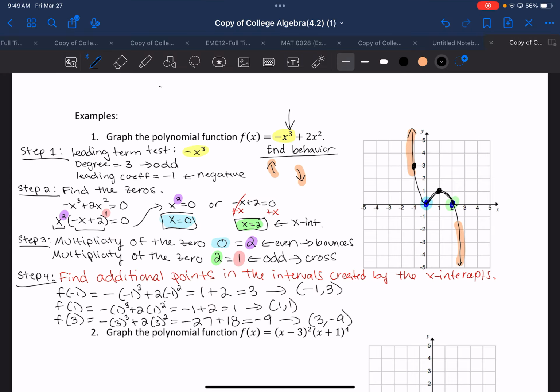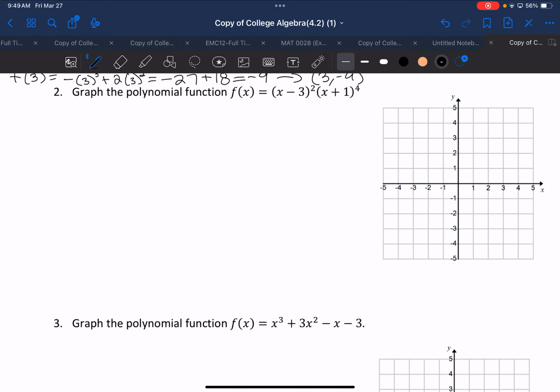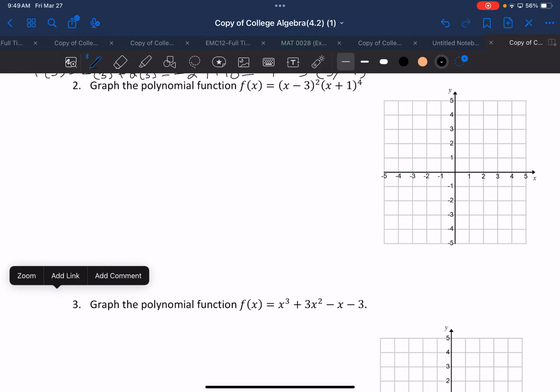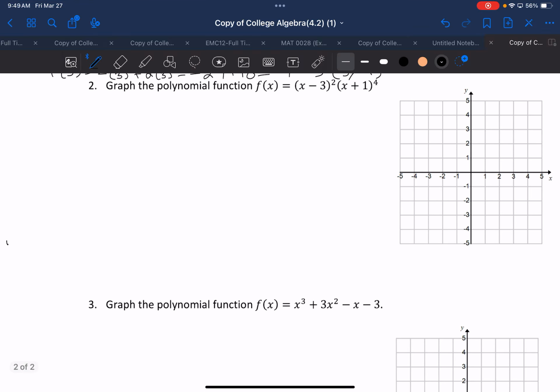Okay, let's do another one. Okay. What? It's not that bad. At least it's already factored for us. It's not as bad as you think.